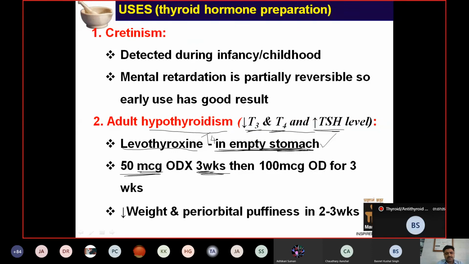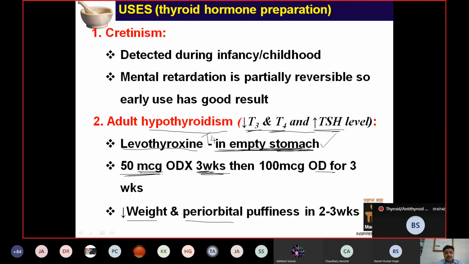Okay, so after 3 weeks we will decide, and if required, then we can increase or decrease the dose. So remember, this dose adjustment is done only after 3 weeks of therapy. After 2 to 3 weeks, you will find a decrease in weight and periorbital puffiness.